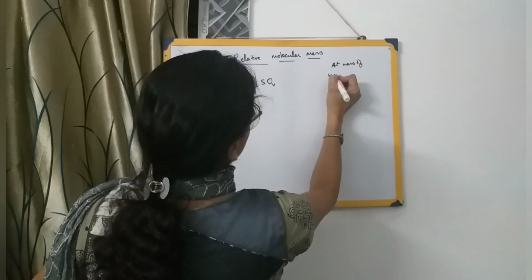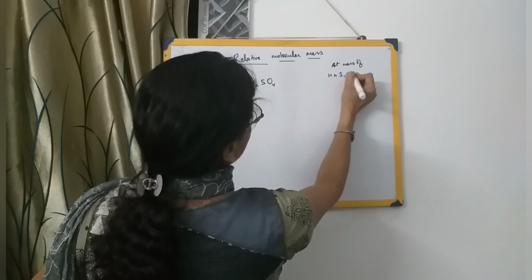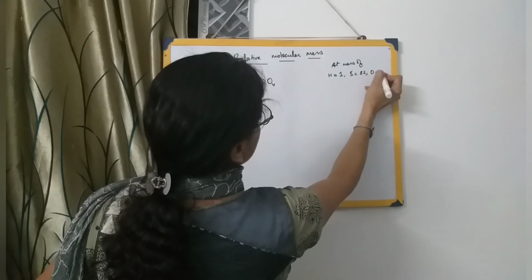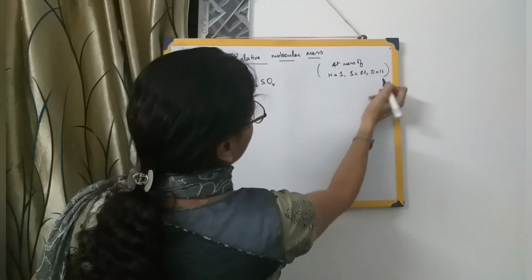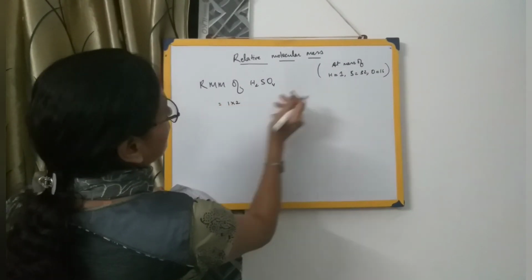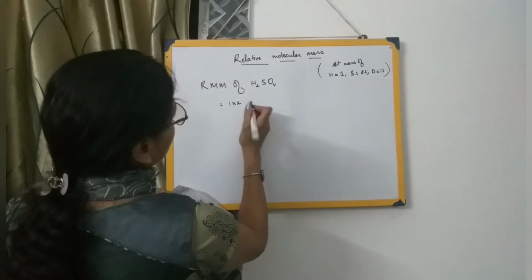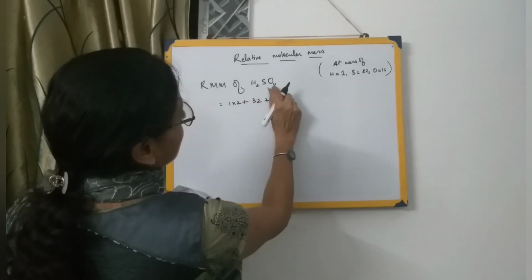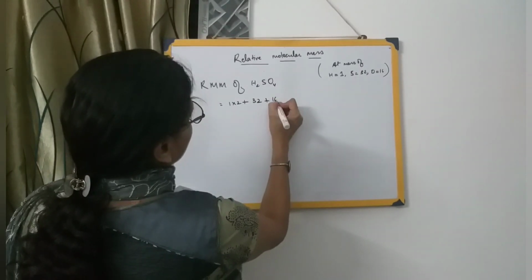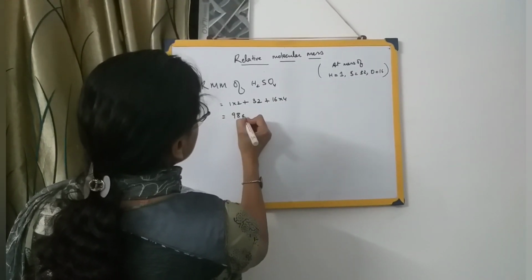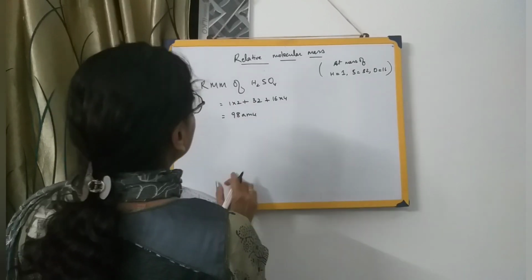Now the atomic mass of hydrogen is equal to 1, sulfur is equal to 32, and oxygen is equal to 16. These are the atomic masses of these elements. So we substitute over here: 1 into 2, plus sulfur, how many? 1, that is 32, plus 16 into 4. And we get this as 98 AMU. That is the relative molecular mass. So what does it mean?